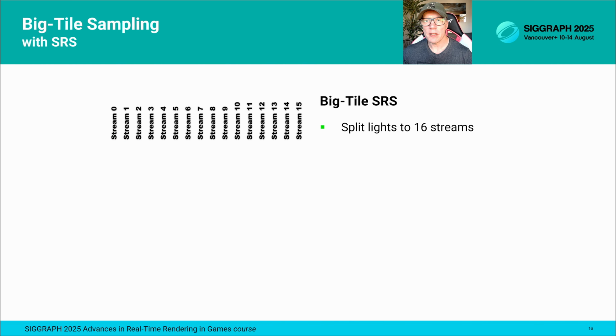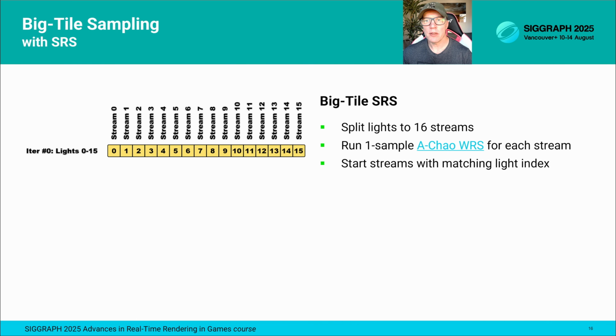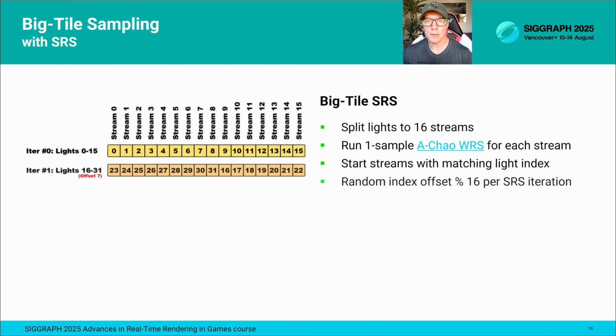To perform SRS, we divide the lights into 16 separate streams, one for each big tile reservoir slot, and run one sample Efraimidis-Spirakis weighted reservoir sampling for each stream. This ensures we don't get light duplicates in the reservoir because each slot samples a unique set of lights. We start the stream iteration with the scene light index matching the reservoir slot index. This initial ordering is done to ensure that the first lights are placed in specific slots to optimize performance and to reduce noise in scenes with only a few lights.